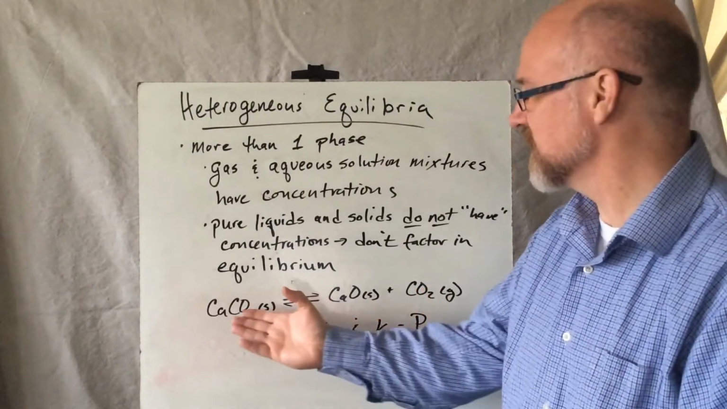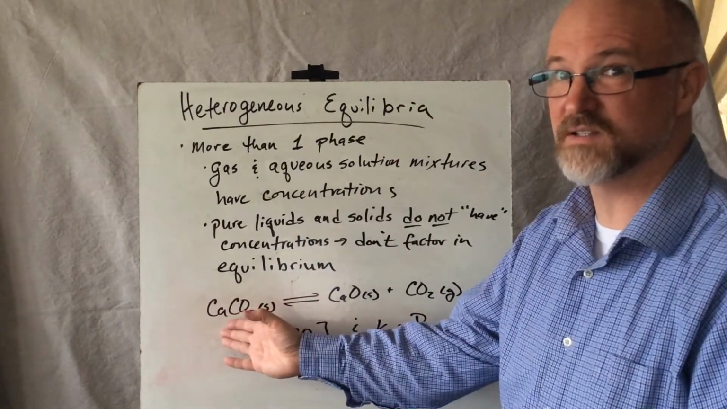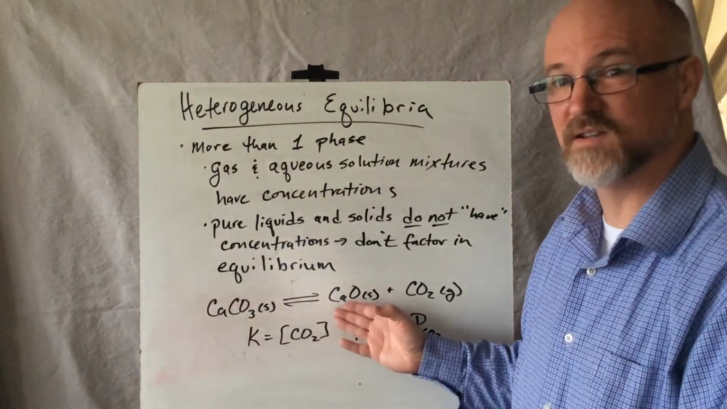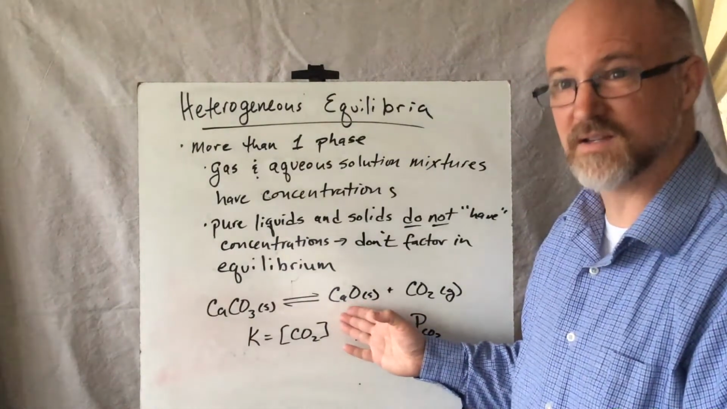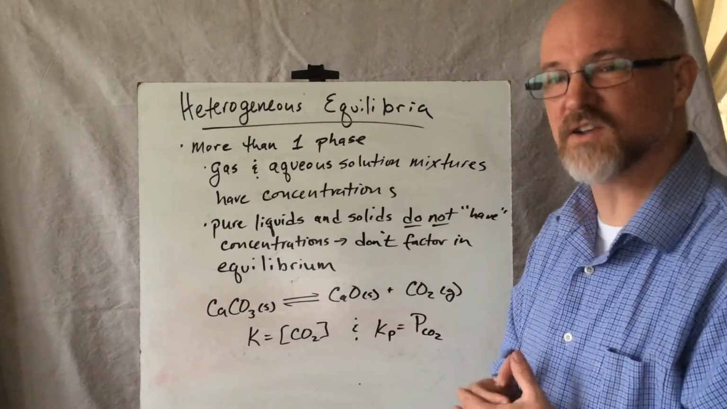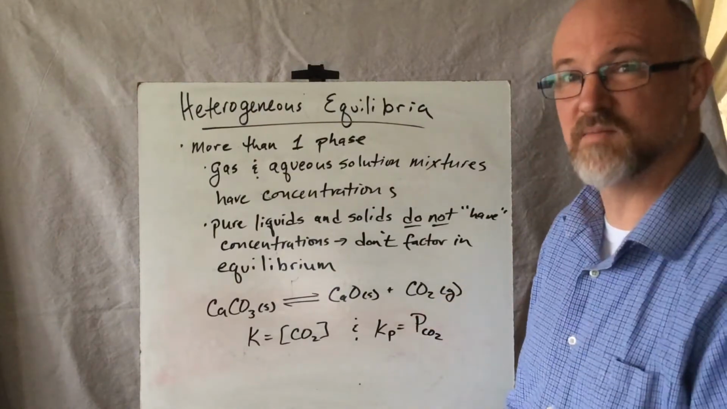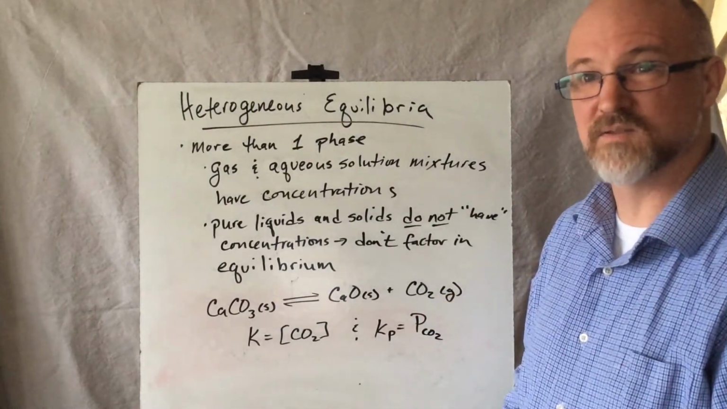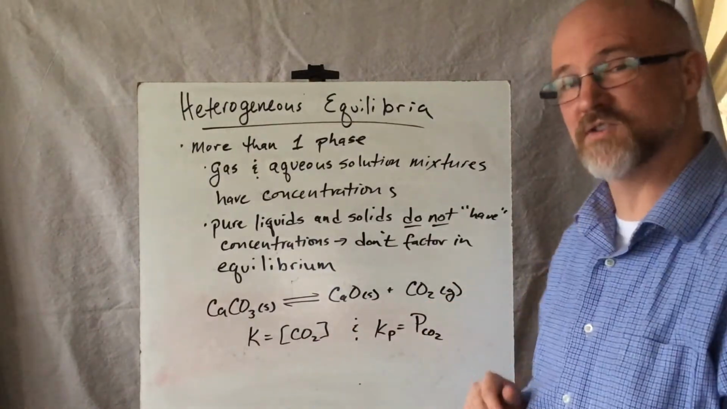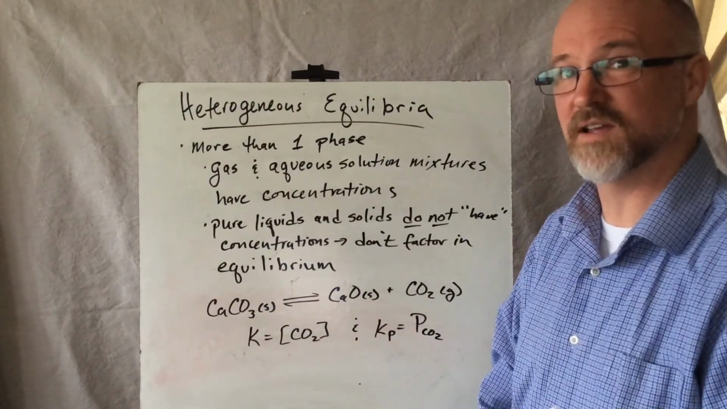It turns out that because the calcium carbonate, the limestone, if you will, is a solid, and one of the two products, the lime, calcium oxide, is also a solid, neither of those things factor into the equilibrium calculation. The only thing we have to determine or work off of is what's the concentration at equilibrium for the carbon dioxide, or what's the partial pressure. And since there's only one of them, it's a very simple calculation.